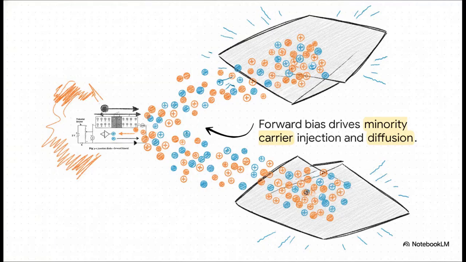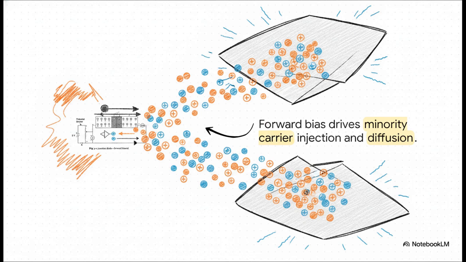We know exactly what it does in reverse, but what happens when we flip the switch and go into forward bias? Well, the barrier drops, and suddenly you have a massive flood of charge carriers rushing across the junction. We call this minority carrier charge injection. Electrons dive deep into the P side and holes rush into the N side. But here's the thing, that diffusion isn't instantaneous. It takes time.